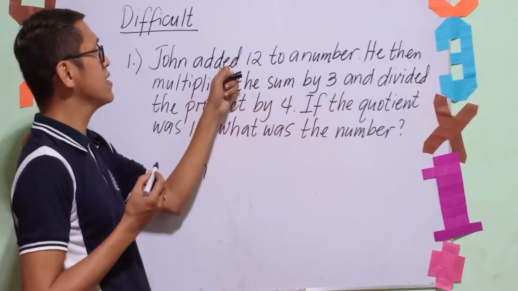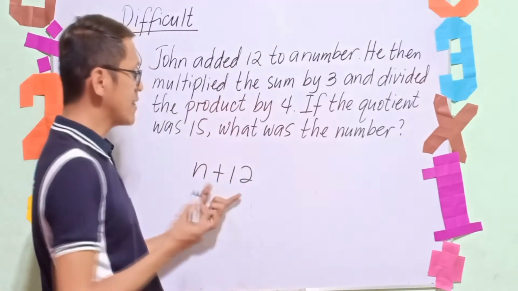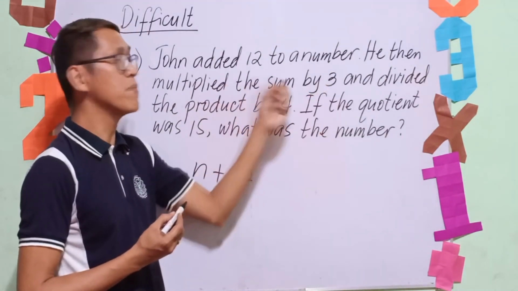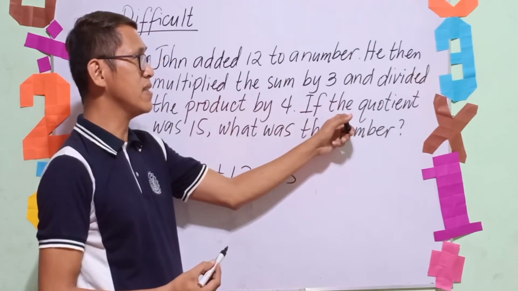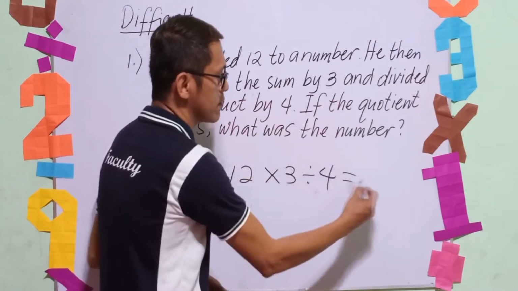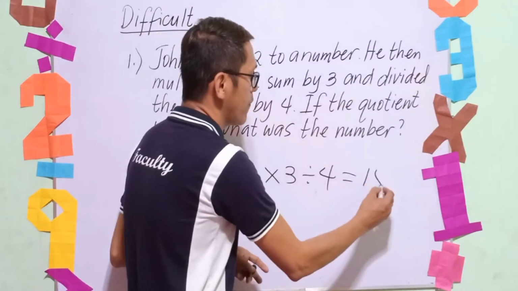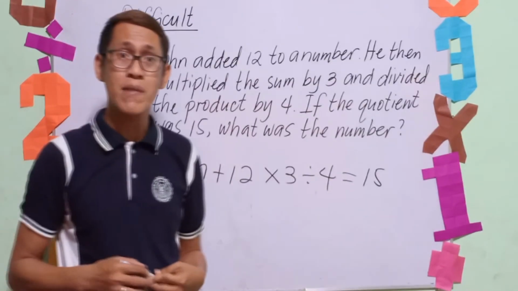So the first he did was to add 12. So let's add 12 here. Then the sum, what did he do with the sum? Multiply by 3. So times 3. Then finally, he divided that into 4. Then he got 15 rather. So if you want to get the missing number here, you simply work backward.